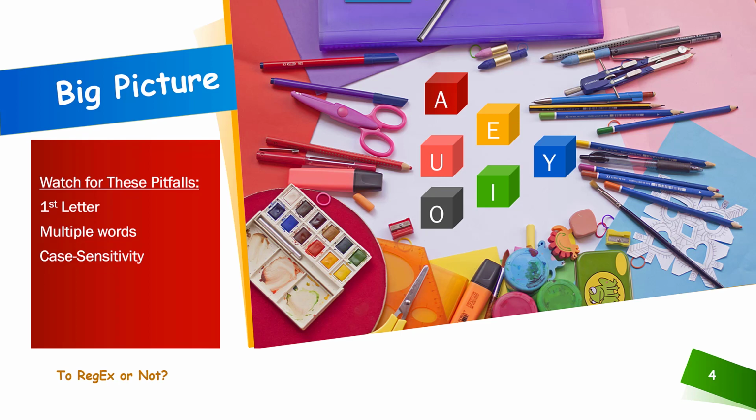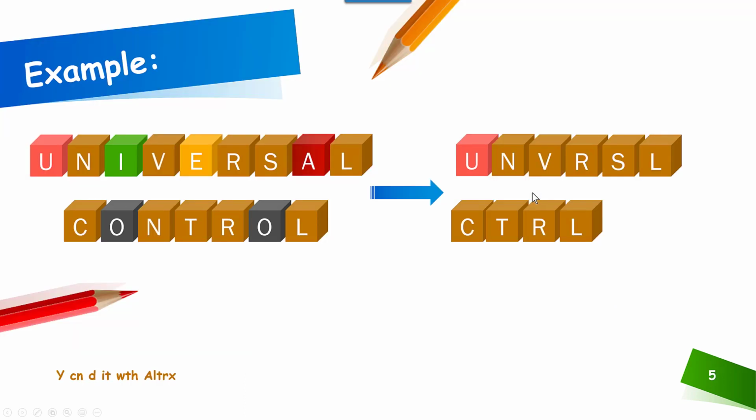So the big picture in thinking about the problem is A, E, I, O, U, and Y could be the first letter or not. There could be multiple words, so I can't just use a simple string function saying give me the first letter, give me the second letter, third letter. Case sensitivity: I'm going to have to allow for uppercase and lowercase. So in that example, universal control becomes universal control mushed together, or you can do it with Alteryx.